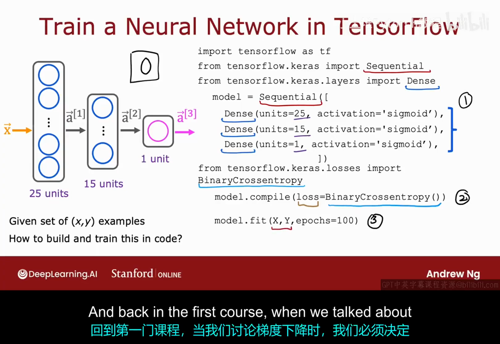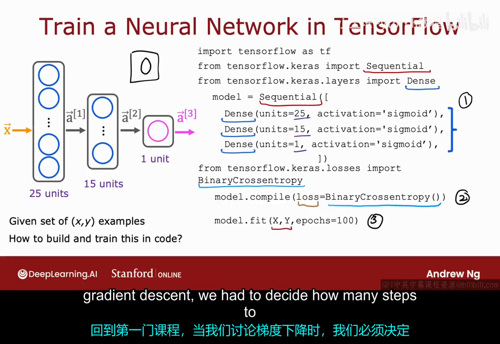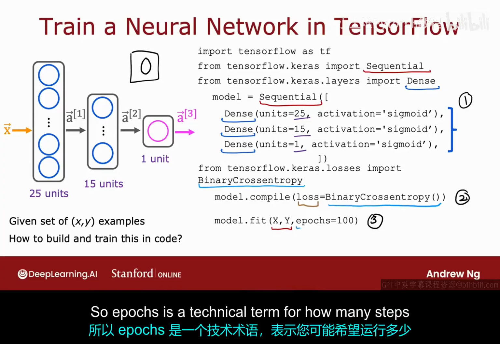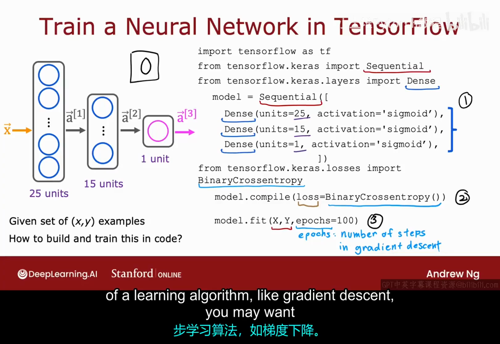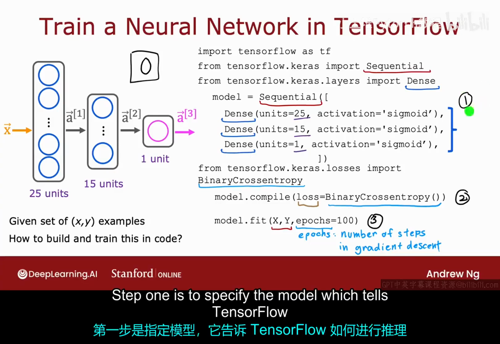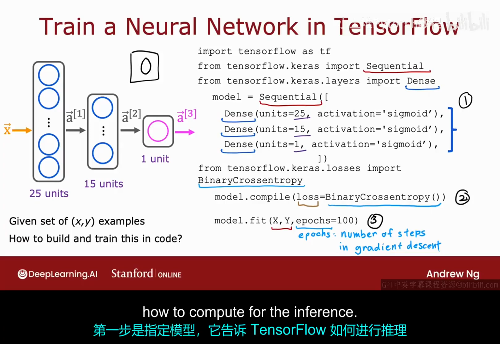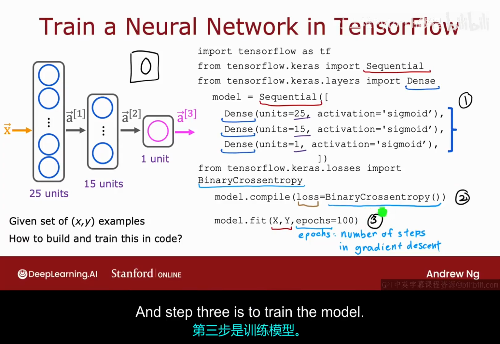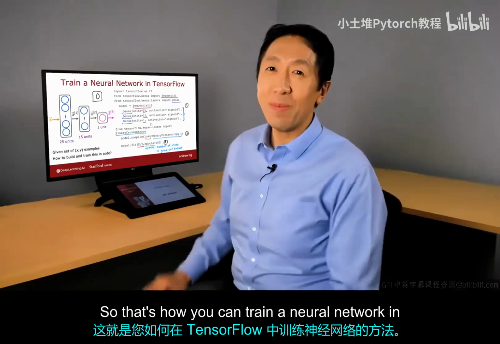And back in the first course, when we talked about gradient descent, we had to decide how many steps to run gradient descent or how long to run gradient descent. So epochs is a technical term for how many steps of a learning algorithm like gradient descent you may want to run. And that's it. Step 1 is to specify the model, which tells TensorFlow how to compute forward inference. Step 2 compiles the model using a specific loss function. And step 3 is to train the model. So that's how you can train a neural network in TensorFlow.